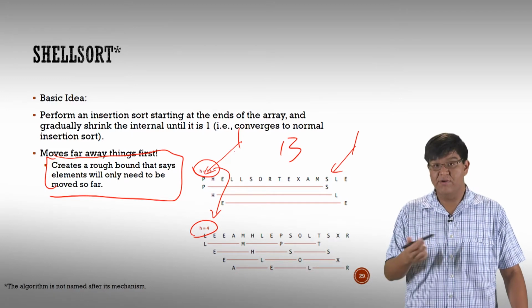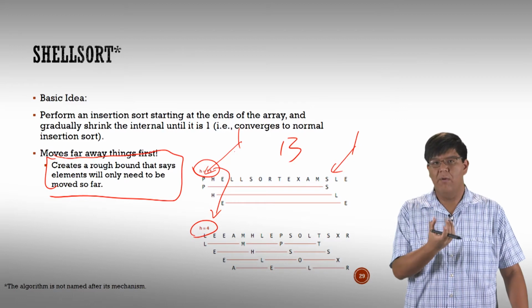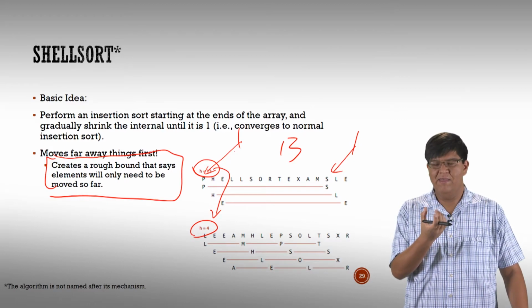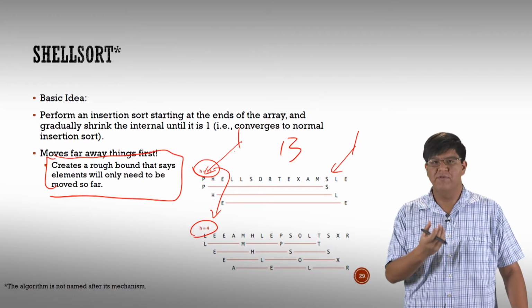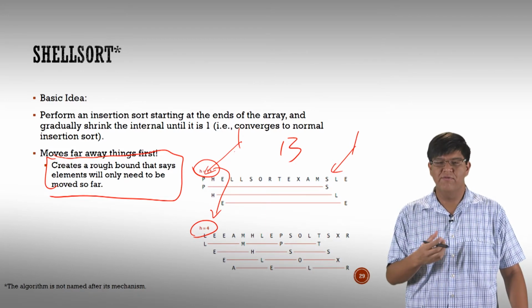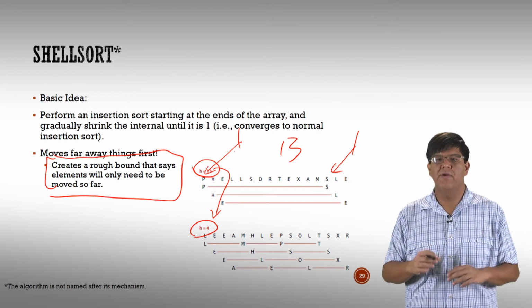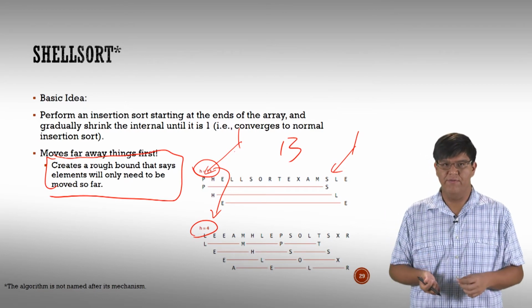So if I say something's 13 sorted, what I mean is that there's not going to be stuff that's too far away. Something should be at most 13 positions away from where it belongs. And then when I do a 4 sort, it should be at most 4 positions away from where it belongs. Roughly speaking, the goal is that things are converging to where they're supposed to be in the final sorted result.